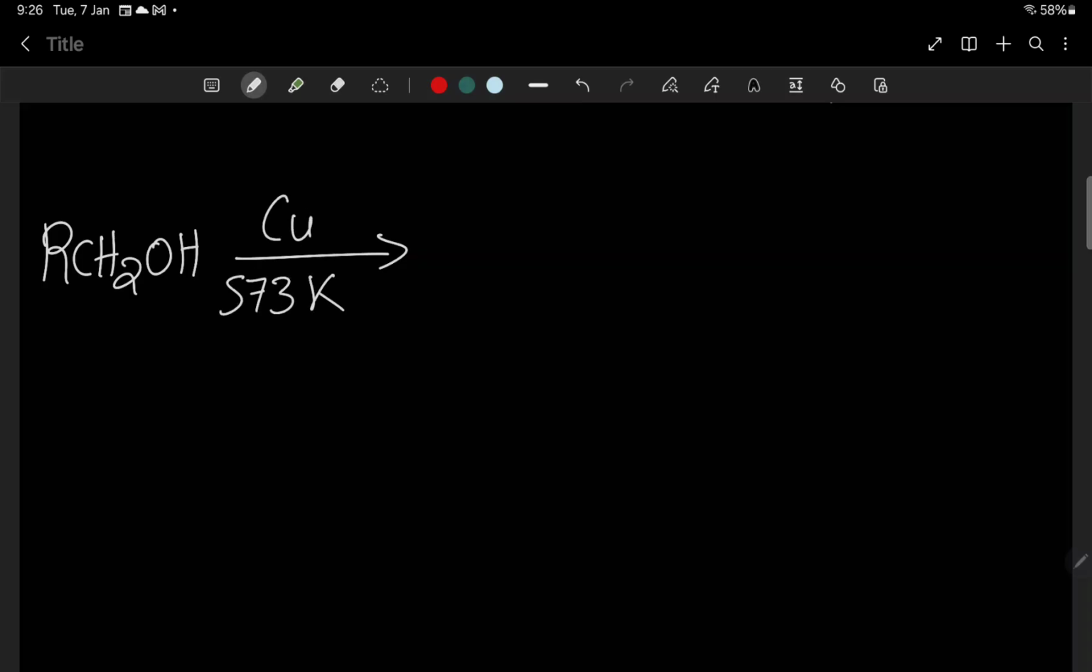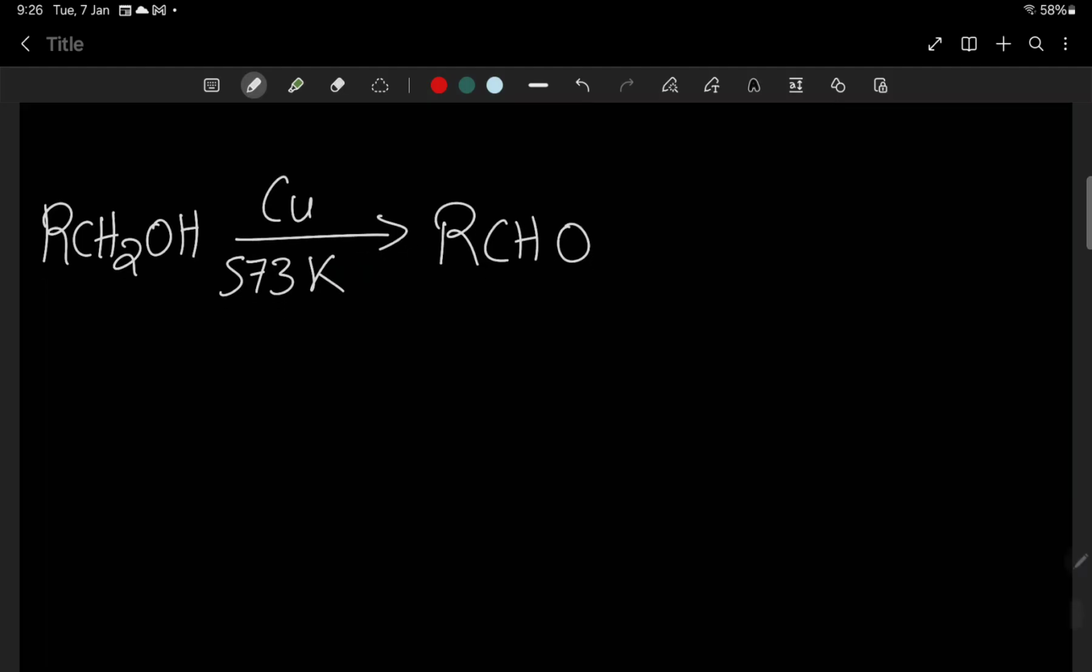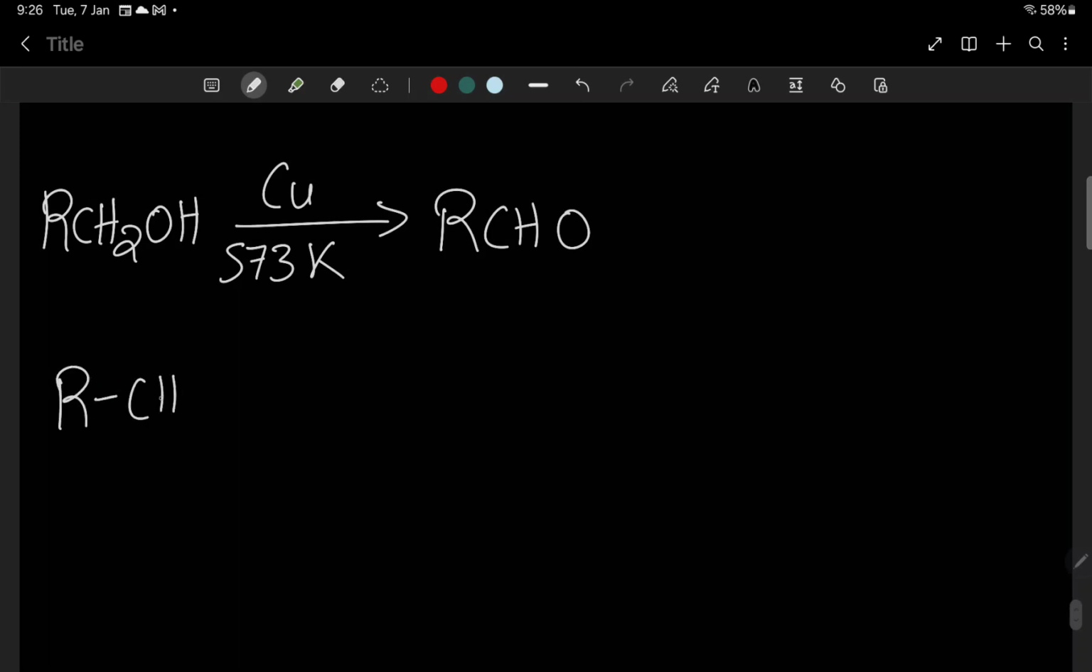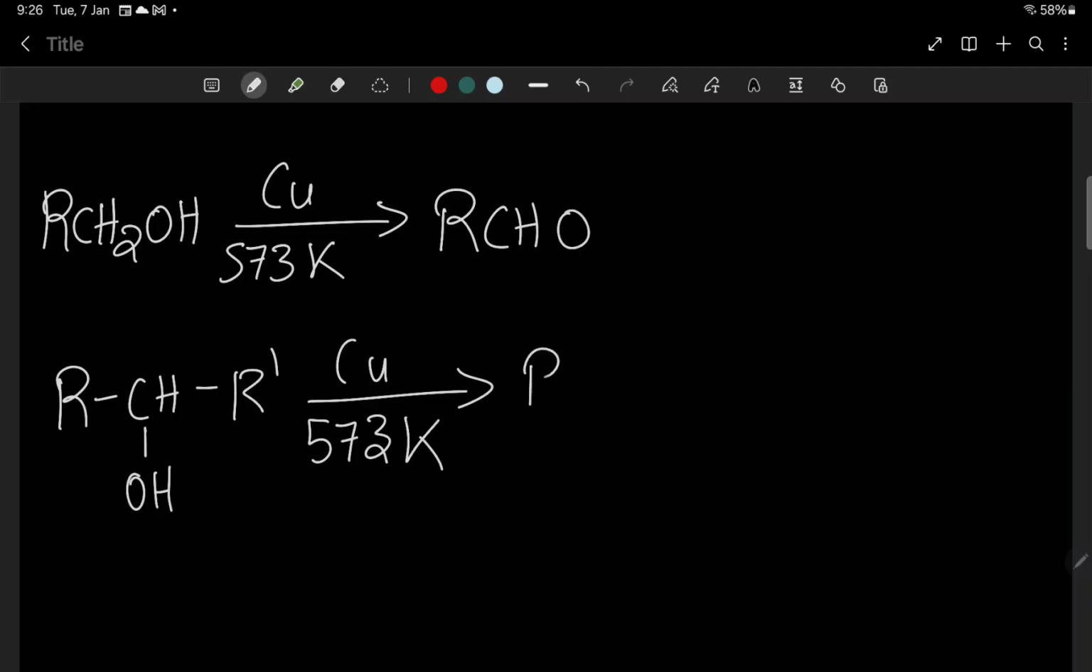Now the same oxidation reaction can be undergone with another method. Take an alcohol, and at a very high temperature use copper gauze, on the surface of copper pour the alcohol. What happens is that the oxidation reaction takes place and we get RCHO. If it was a secondary alcohol, R-CHOH-R', with Cu at 573 Kelvin, what happened? We get R-C=O-R'.